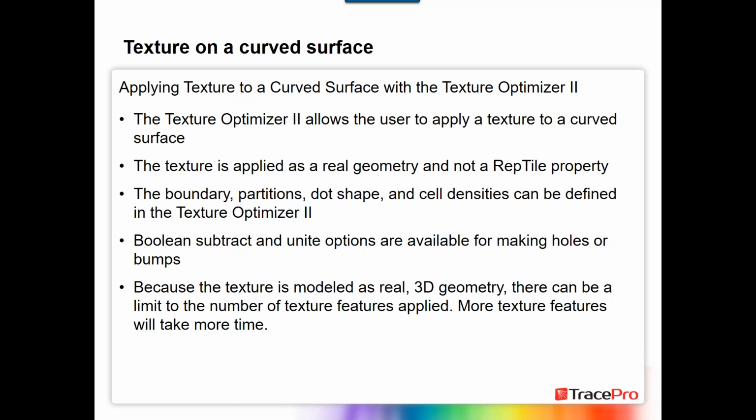So the boundary, partitions, dot shape, and cell densities can be defined in the Texture Optimizer too, just like you do for regular RepTile. There are Boolean subtract and unite options available for making holes or bumps. But because the texture is modeled as real 3D geometry, there can be a limit to the number of features that are applied. Typically, I found around 2,000 features is about where it really starts to slow down and bog down. So I would say the fewer the features, the better. And more texture features, it takes more time.